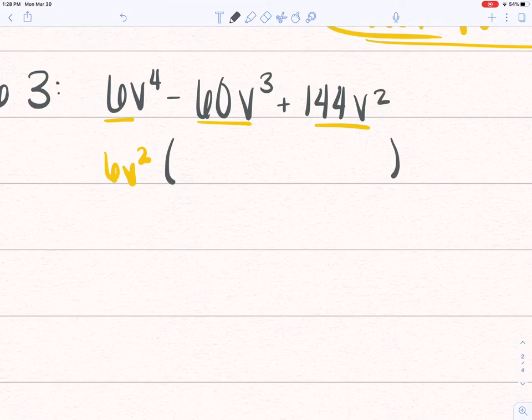6v to the 4th, factor out 6v squared is going to leave me with a v squared because I had 4 v's here. I took 2 of them out. Minus 60v to the 3rd. Well, 60 divided by 6 is going to give me 10. I had 3 v's. I took 2 out, so I'm left with 1. And then 144 v squared. 144 divided by 6 gives me 24. I had 2 v's. I took the 2 v's out, and so I'm left with just 24.